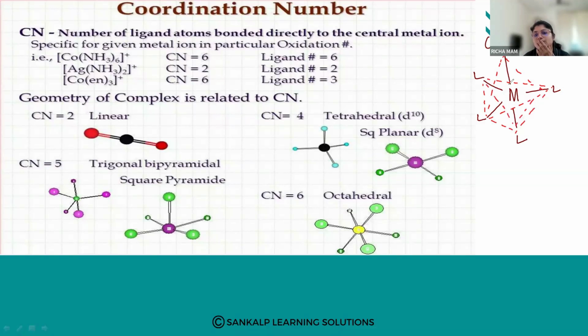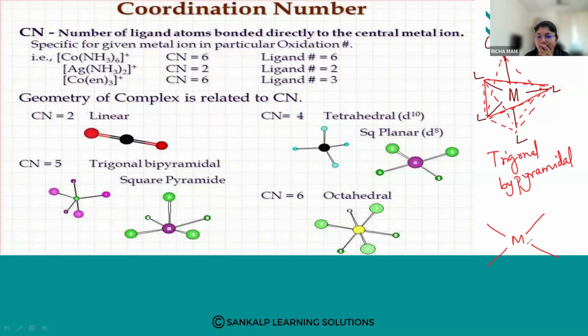So what is this? Trigonal bipyramidal. Triangle here and these are the two pyramids. So this is coordination 5, trigonal bipyramidal. One more with coordination number 5 is the square pyramidal complex.